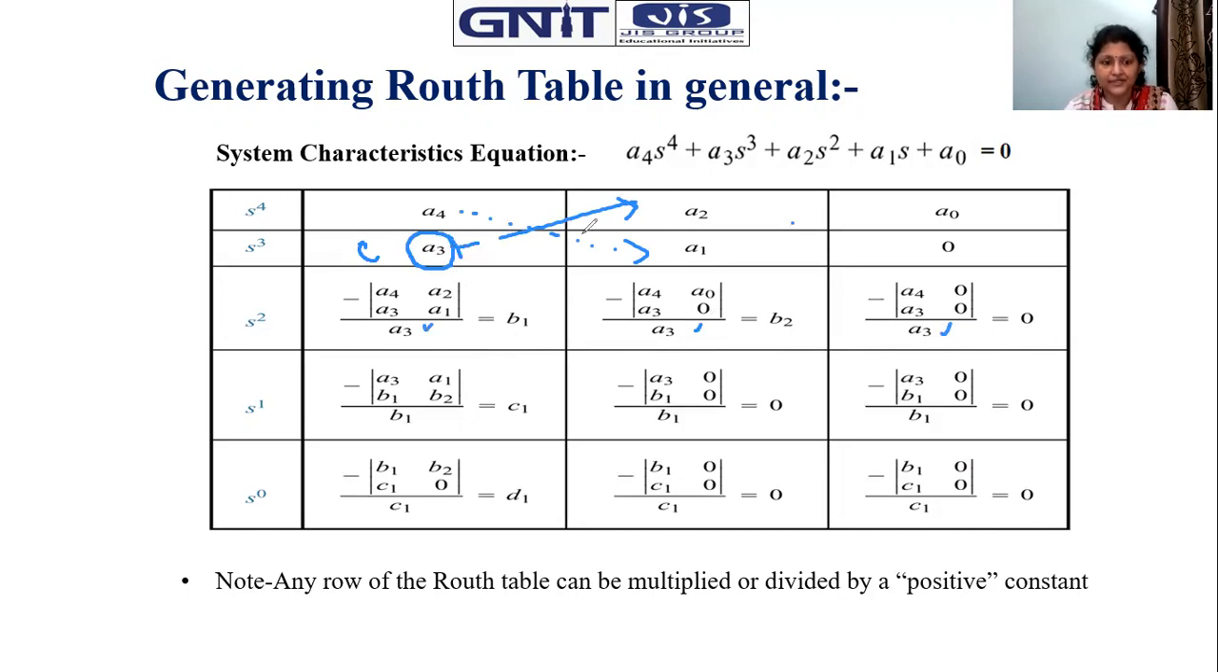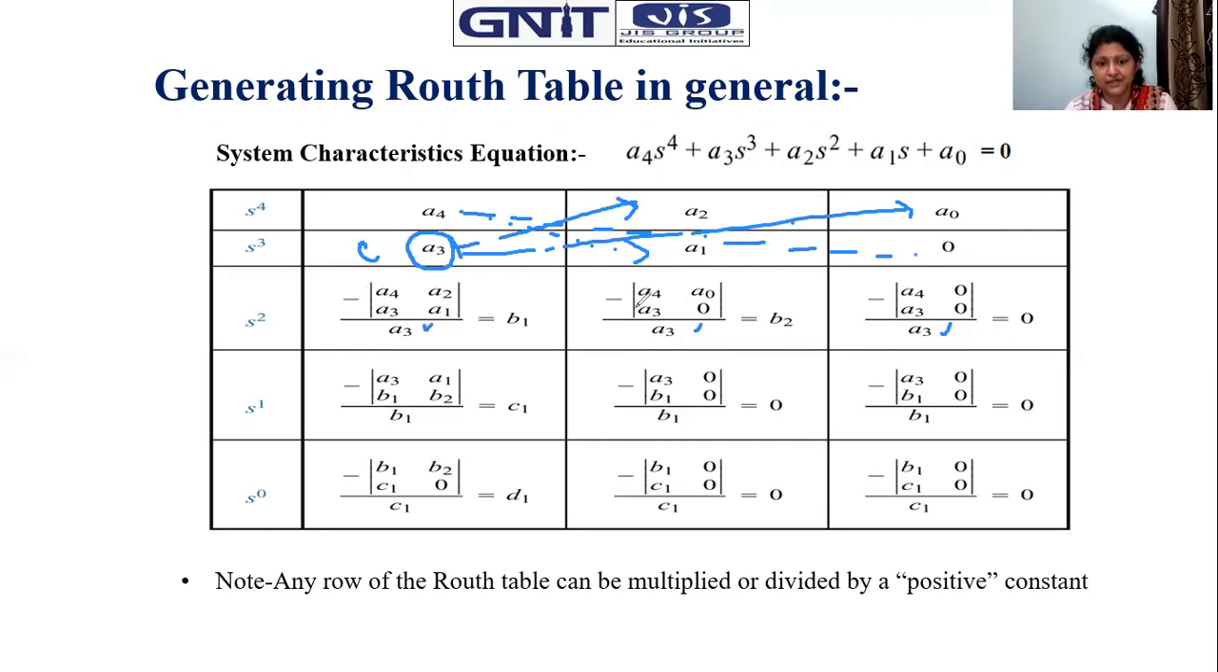So while we are finding the delta, how to find delta? A3 A2 minus A4 A1 divided by A3. Now for the next column entry, how to find? A3 A0 minus A4 into 0 divided by A3. Just like the previous case, but we are multiplying this column's entries with this column's entries. So A3 A0 minus A4 into 0, because there are no cofactors, divided by A3.